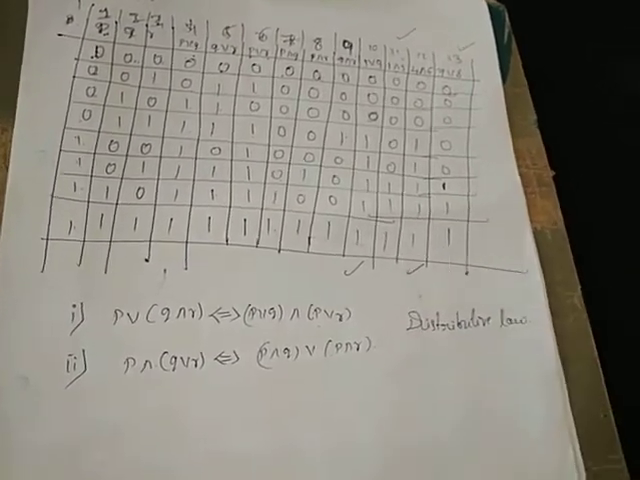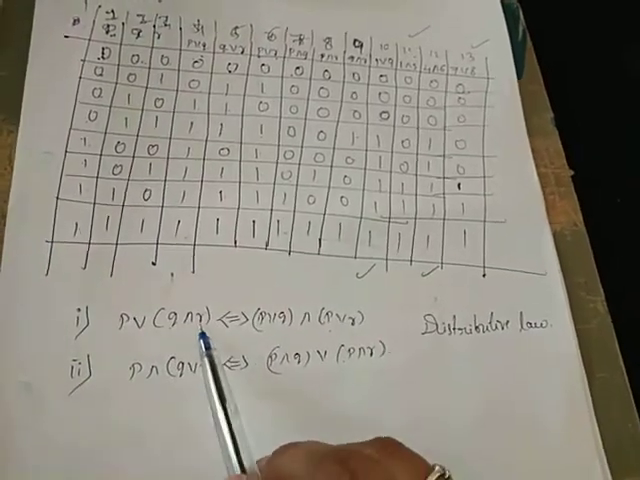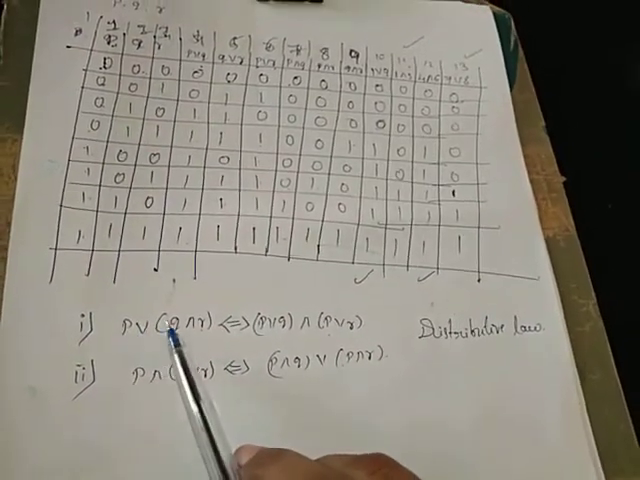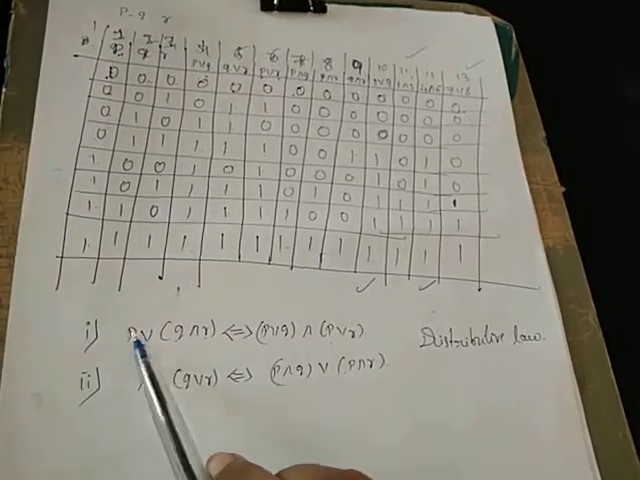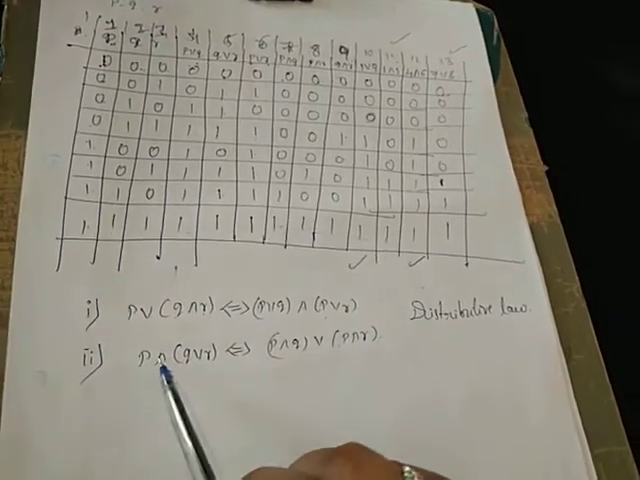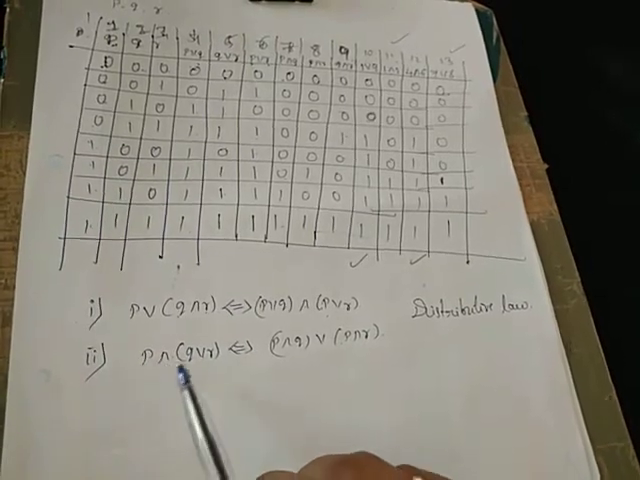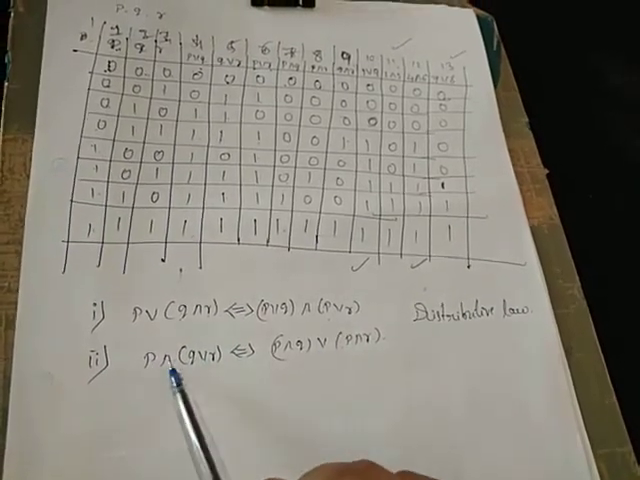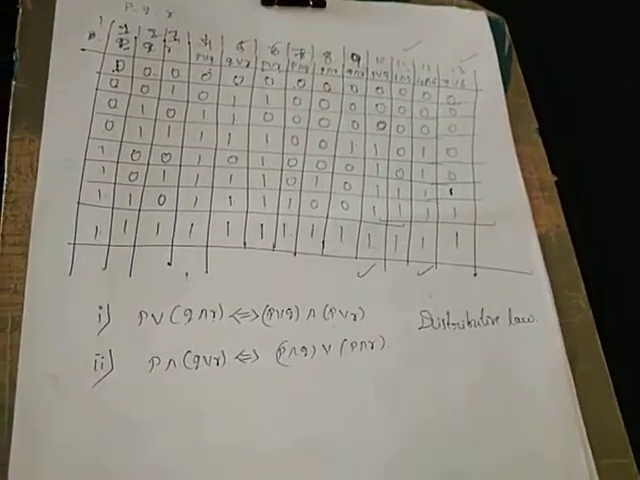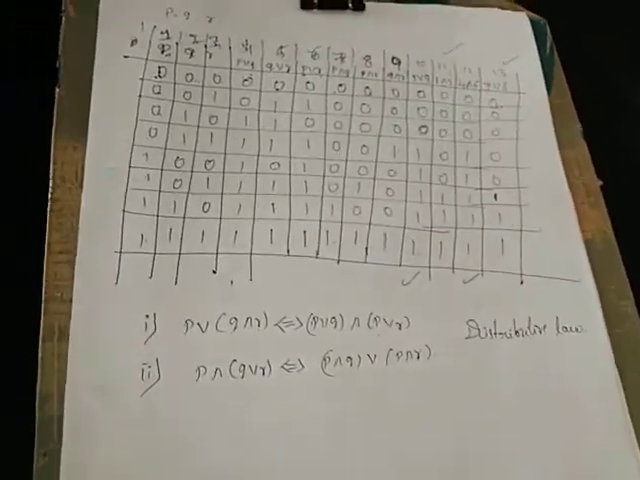Distributive law. P or (Q and R) is equivalent to (P or Q) and (P or R). P and (Q or R) is equivalent to (P and Q) or (P and R). Those are called distributive laws.